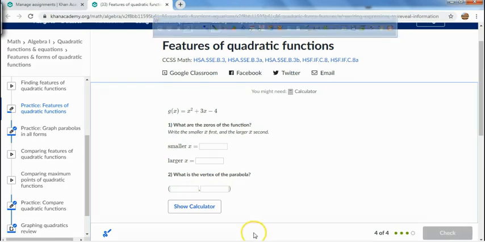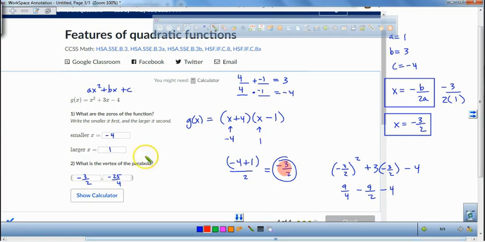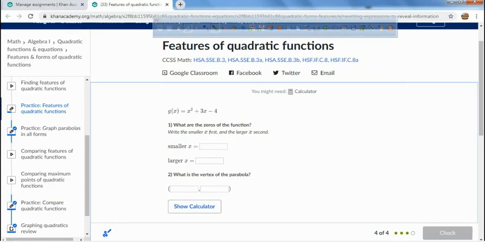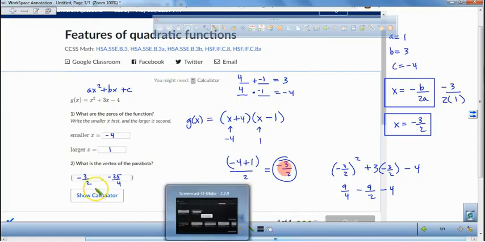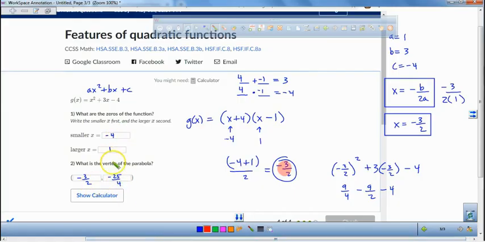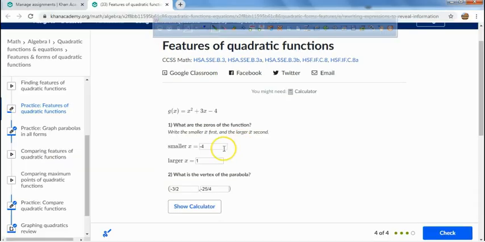Smaller 0. Negative 4, buddy. Smaller 0 is negative 4. Come on. There you go. Negative 4. And our vertex is negative 3 over 2 and negative 25 over 4. Trust yourself here. Come on. Hit check. You know you want to.